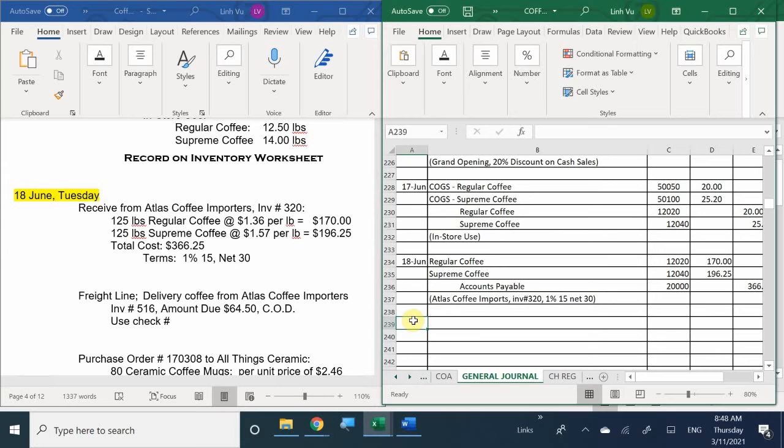They delivered the coffee. So remember, if you're using perpetual inventory, and this is a shipment of the perpetual inventory, where do we put everything? In inventory, so it'd be the regular coffee and supreme coffee accounts. Yes. Okay, so we have the regular coffee and supreme coffee.